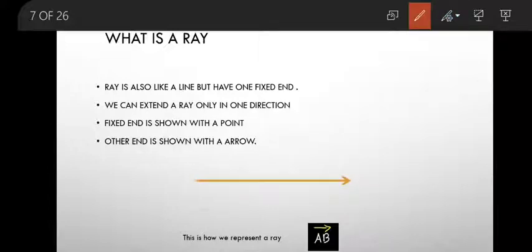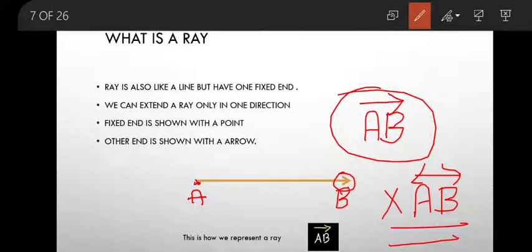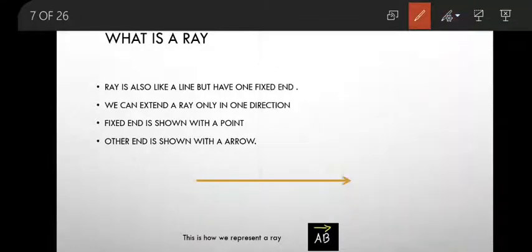Let us see how to represent a ray. If this end is A and this end is B, where A is the fixed end and we can extend the other end up to infinity, we first write A, then B, then put a single arrow on top. This is how we represent a ray. Remember one thing, don't do it like this. This is wrong, this represents a line, not a ray. In a ray we only put an arrow on one side, not both sides. Let us consider a ray. This is the fixed end. This end moves up to infinity. This point is P and this end is Q. So how do we represent it? PQ.